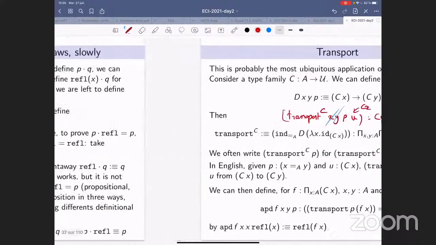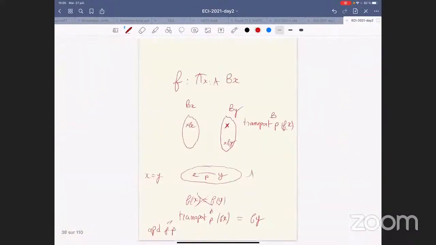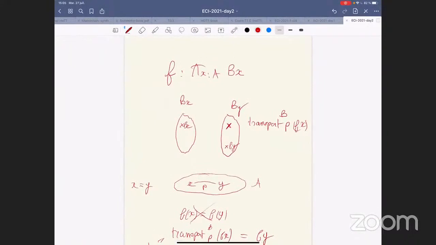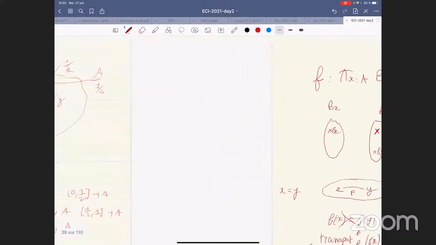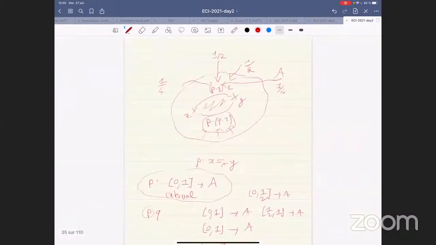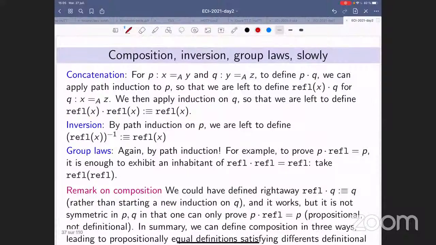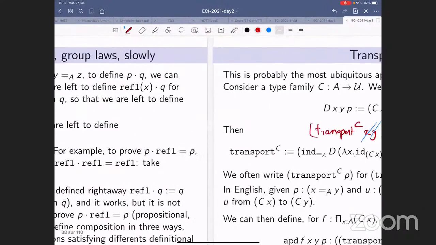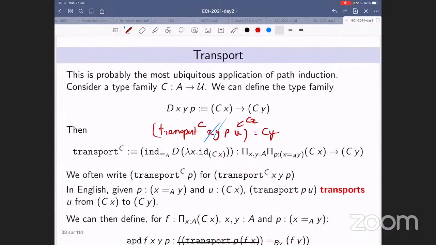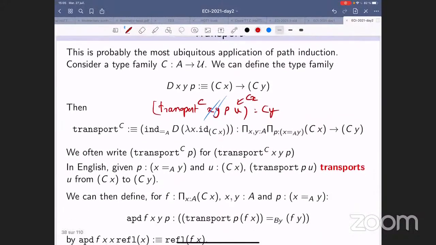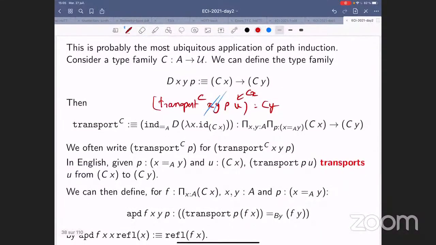Remember that the picture was this one here. We wanted to go from bx to by. Now this b is a c, but up to this renaming of b in c, I think it's okay. So you see that I have defined transport. That's the first task.